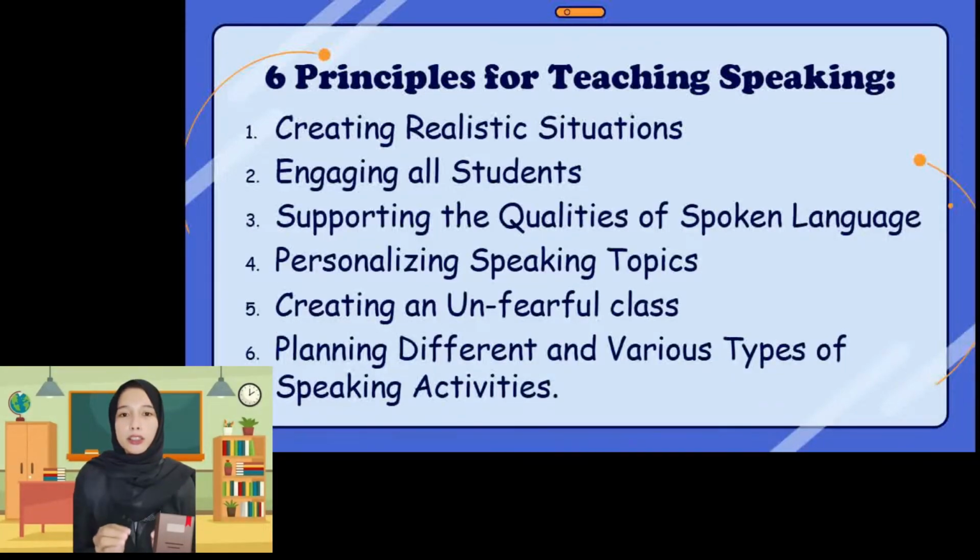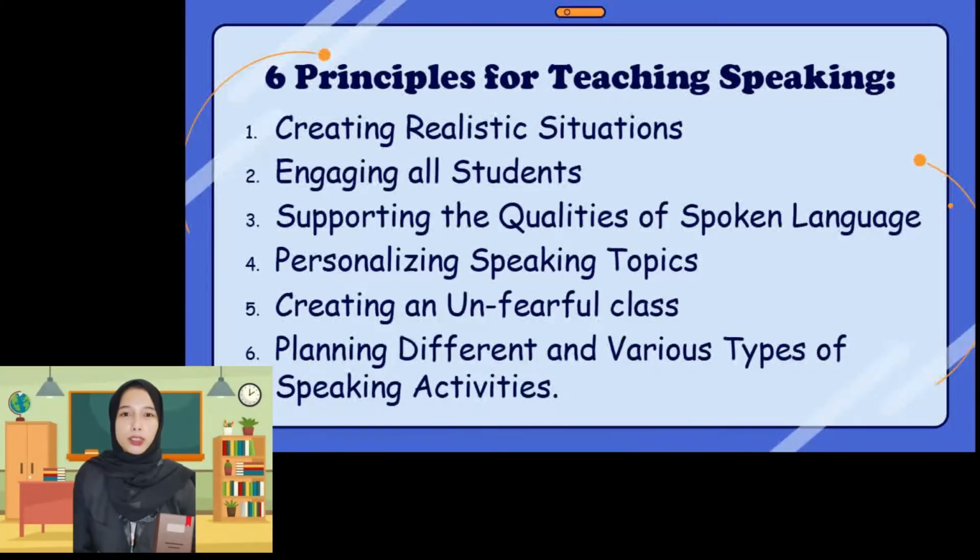Yeah, so now let's move on to number 5, creating an unfearful class. A lot of students are afraid of speaking in class. They are too shy. Yes, I belong to that. Or they don't want to make mistakes. Yes, it's scary to make mistakes. It is the role of the teachers to create a friendly class where the students feel happy and relaxed. So it encourages them to speak without fear or hesitation.